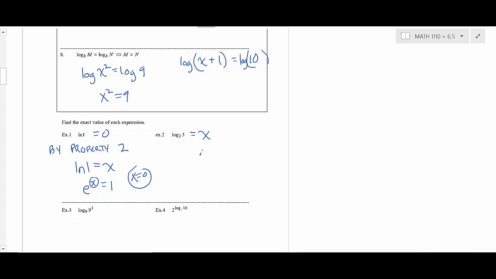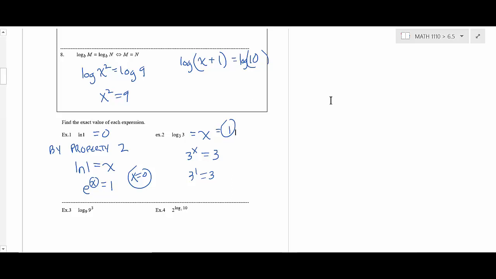3 to the x equals 3. Okay, if you can't change that to exponential form, you can't do anything with a logarithm hardly. So what does x have to be in this problem? It has to be 1, good, because 3 to the first is 3, therefore the answer to that problem is 1. There's a property that says that, but you don't have to know that property.